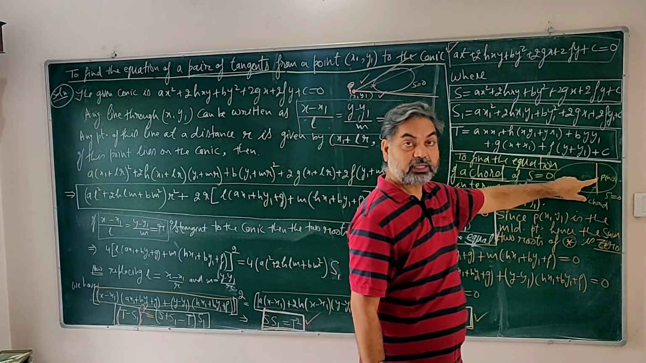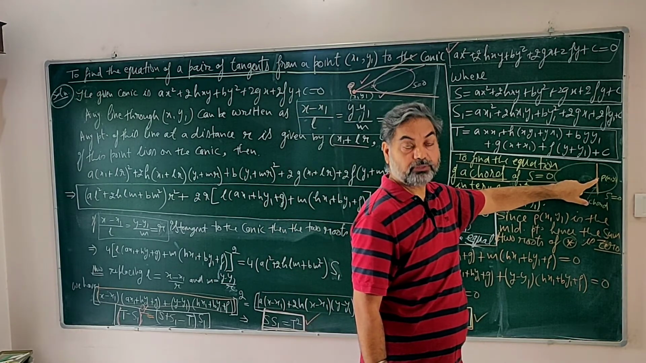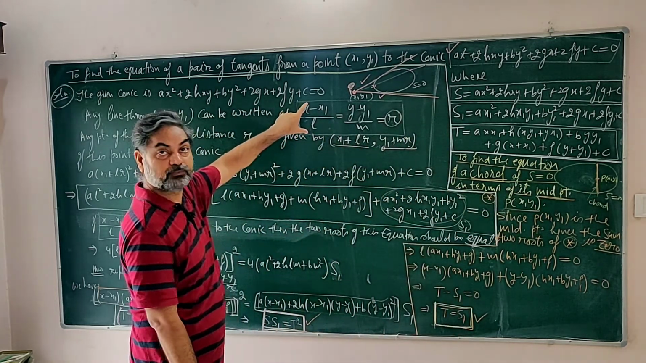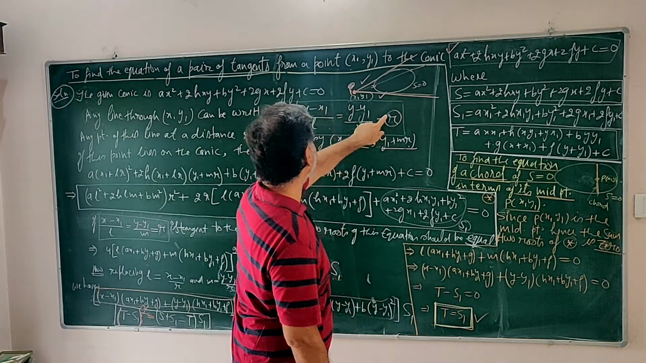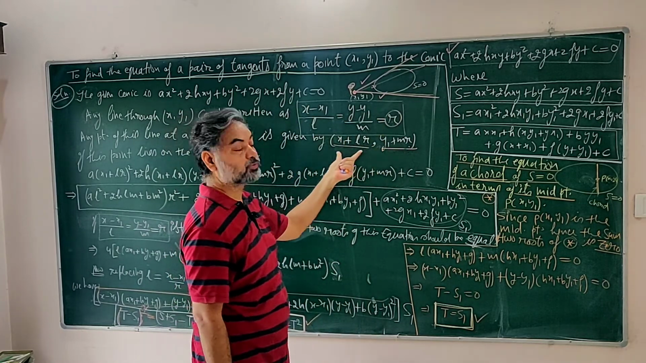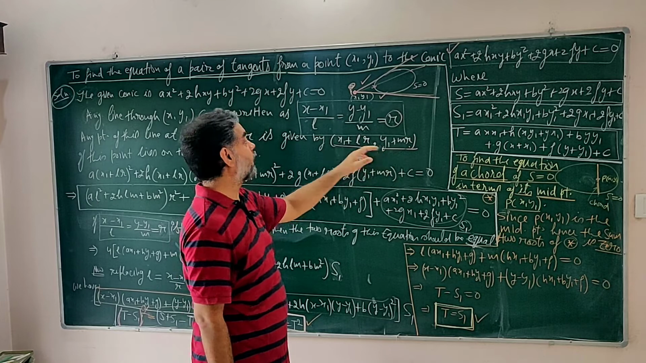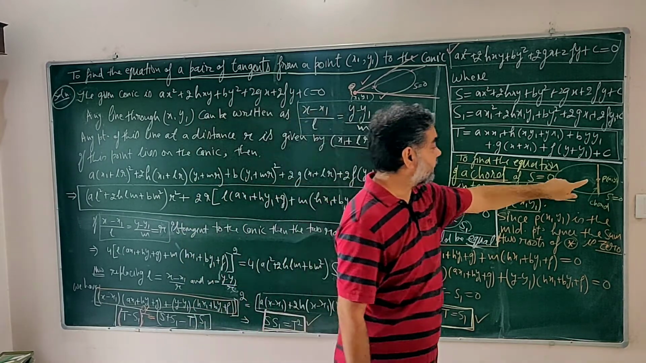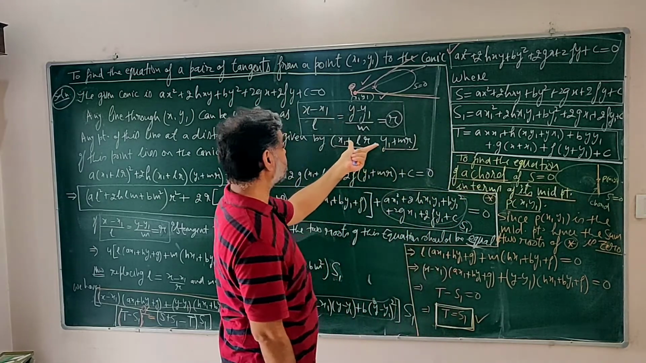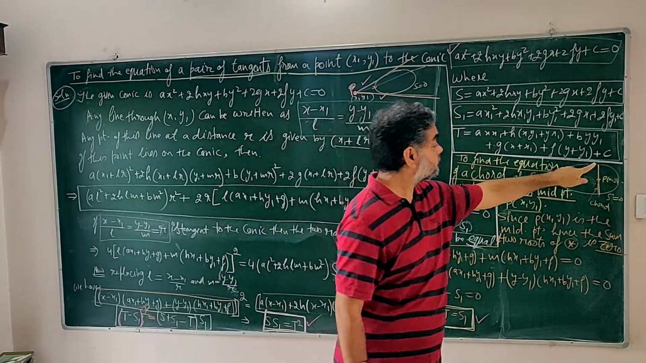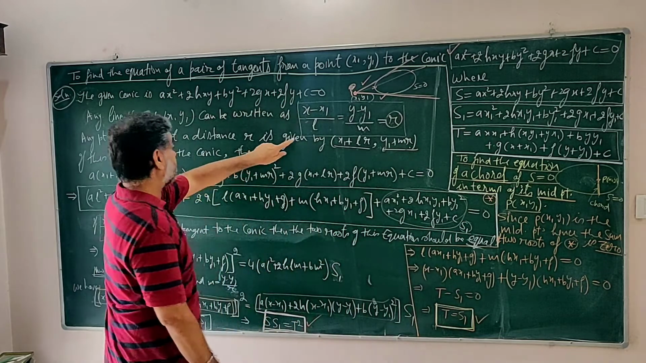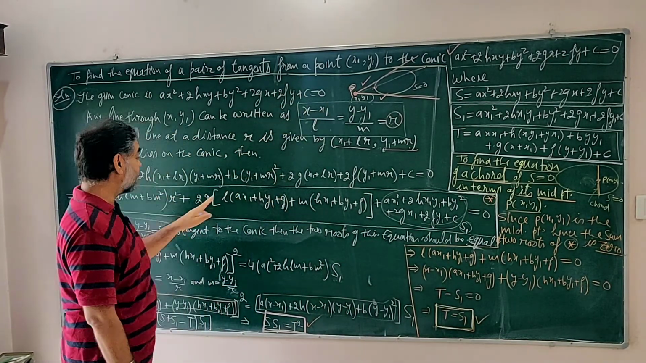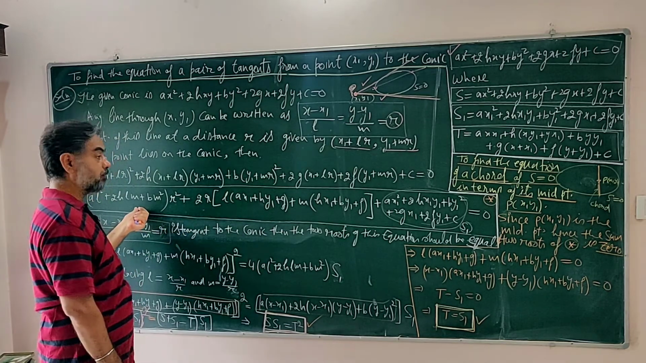Any line that passes through the point (x1, y1), its equation is this. And any point on this line at a distance r from (x1, y1) would have these coordinates. So if this point lies on the conic, then it should satisfy the equation of the conic, and that means we get this quadratic equation in r.